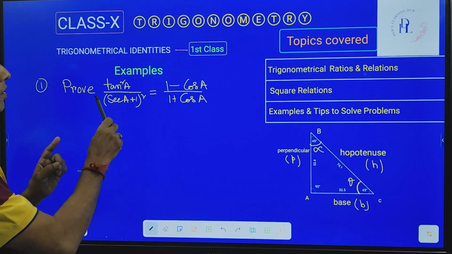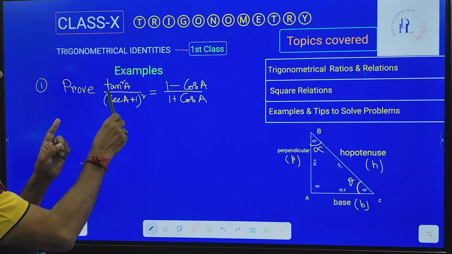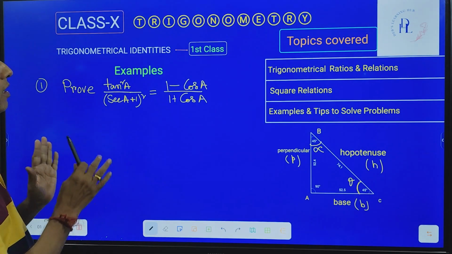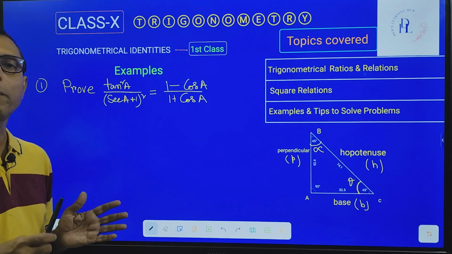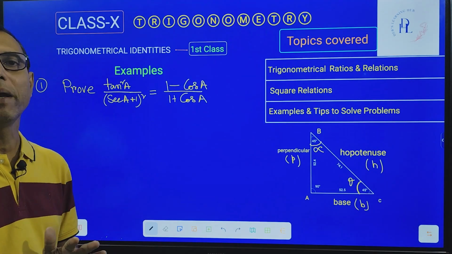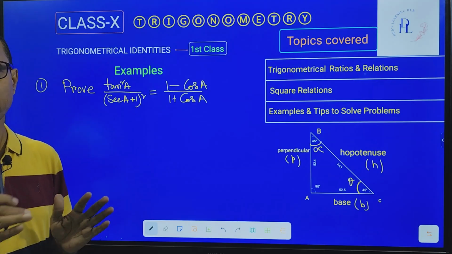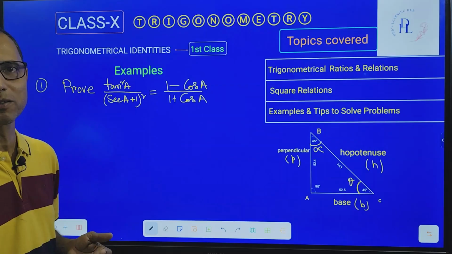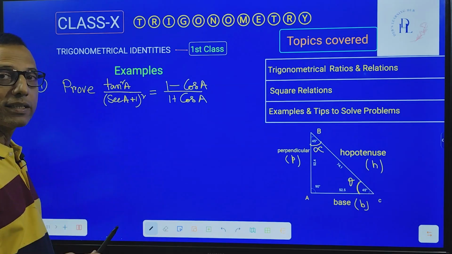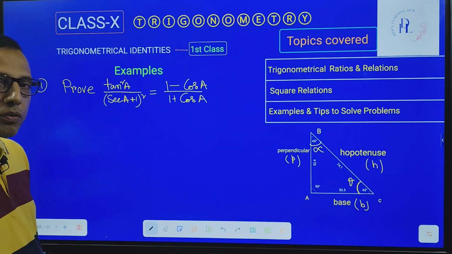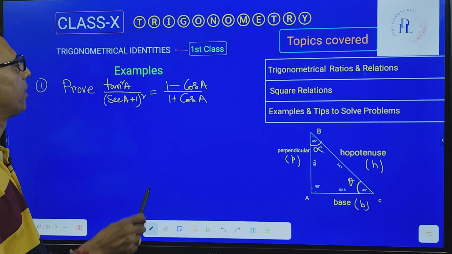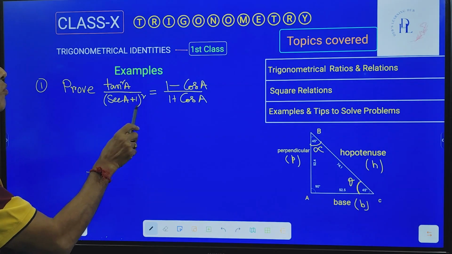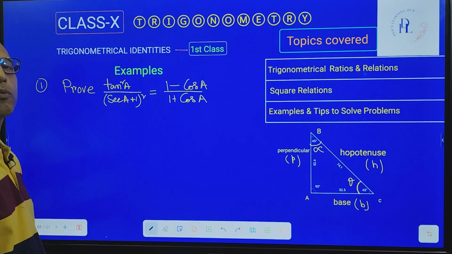First of all, when it is asked to prove from left hand side to right hand side, try to start from the complicated side. You can make the more complicated side simple, rather than starting from the simple side and making it more complex. Another thing is that you need to realize which formulas you need to remember. Let's say you need to prove tan square A by (sec A plus 1) whole square equals 1 minus cos A by 1 plus cos A.